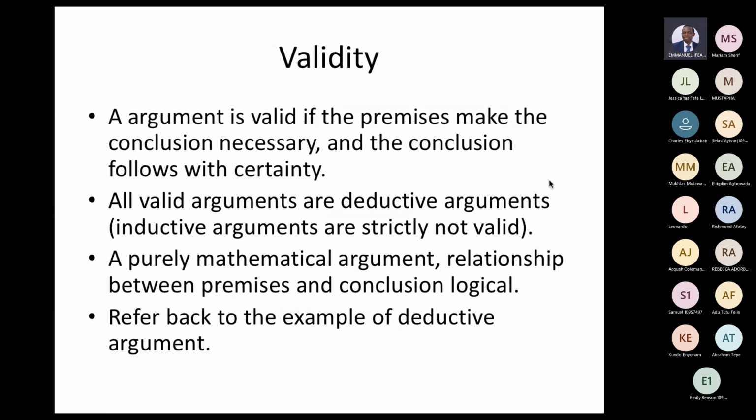Now, there's the thing about validity. A valid argument is a deductive argument that is correct. Any deductive argument that is correct, we call it a valid argument. Now, it doesn't apply outside deductive arguments. So, to read here, an argument is valid if the premises make the conclusion necessary and the conclusion follows with certainty.